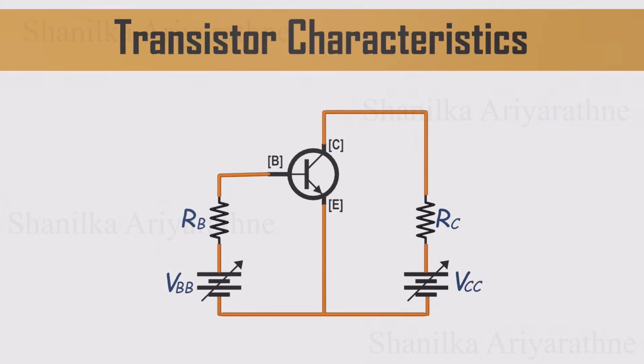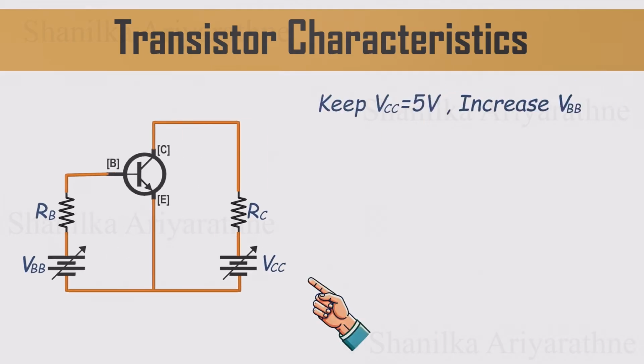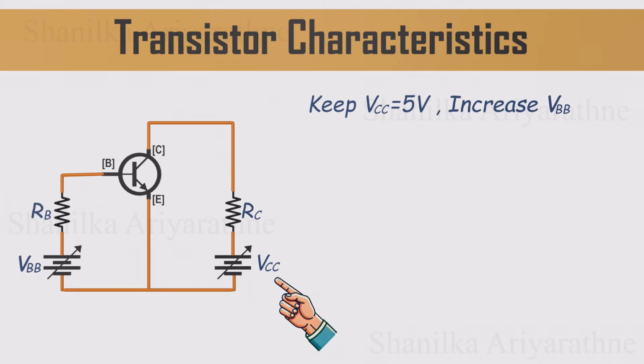To explore this, I've set up a simple test circuit with 2 variable voltage sources, one connected to the base and the other to the collector. This setup lets us independently adjust each voltage and observe exactly how the transistor responds as we change them. We'll begin by keeping VCC fixed at 5 volts and then slowly increase VBB, the base voltage. As we do this, we'll track 4 key values that reveal how the transistor is behaving.